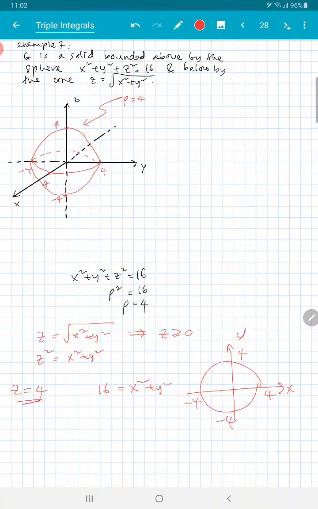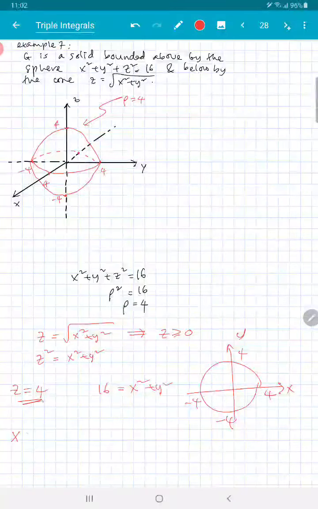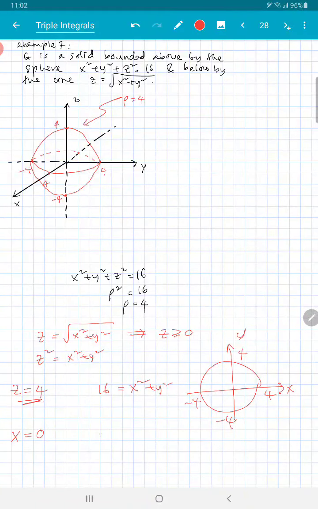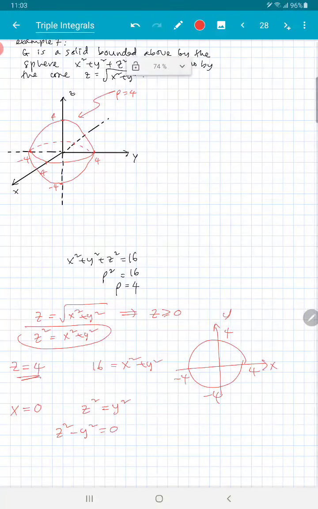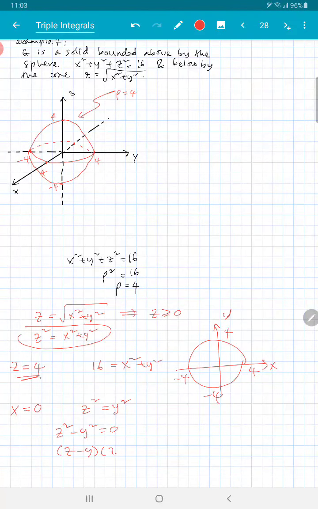Okay, and we need a view from the front. The view from the front is when we let x be a constant. So let's say we let x equal 0. Then we have z squared equal to y squared, and if we rewrite this we get z minus y times z plus y equals 0. So we have two straight lines: one is z equals y and one is z equals negative y.